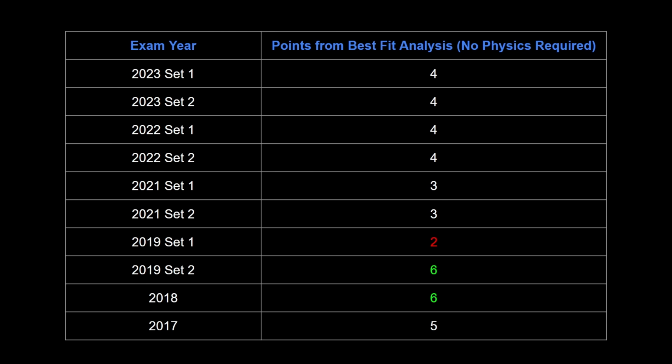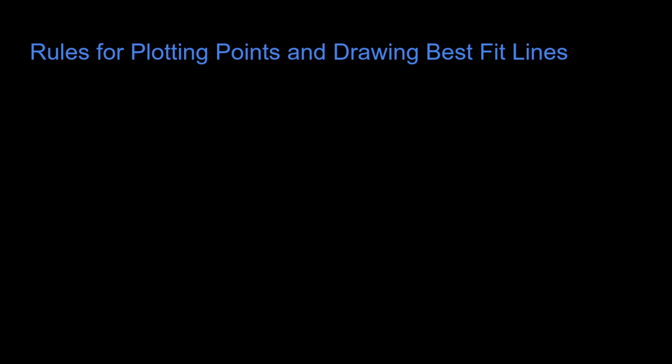And you can see this one's a lot more consistent than the free body diagrams. It's typically about 4-ish points. You get a point for drawing a best fit line, you get a point for the slope, and you get 2 points for solving for the quantity of interest.